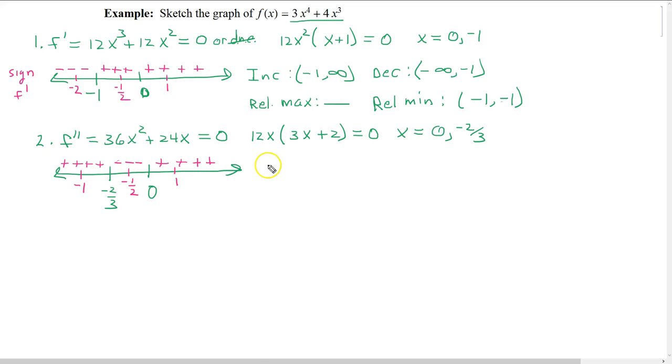There we go. So we are concave up from -∞ to -2/3, and from 0 to infinity, and concave down from -2/3 to 0. Let's identify any inflection points.